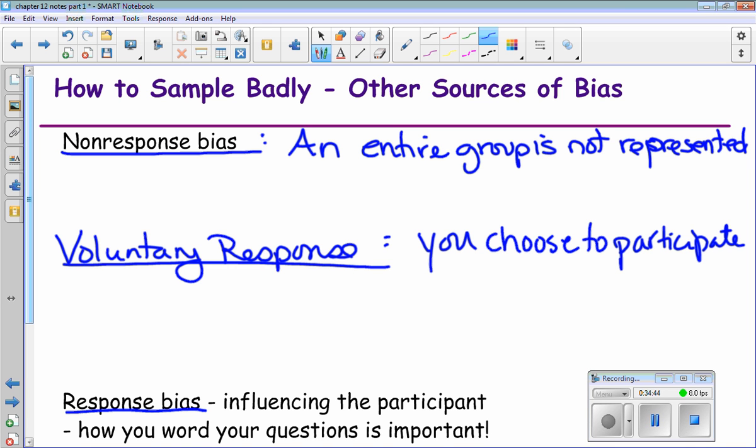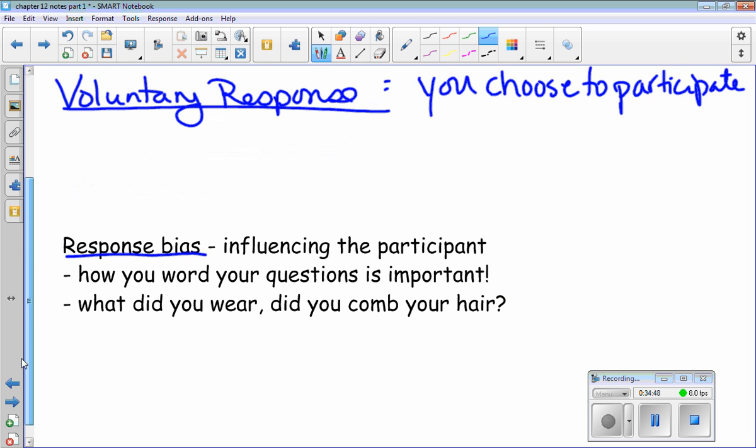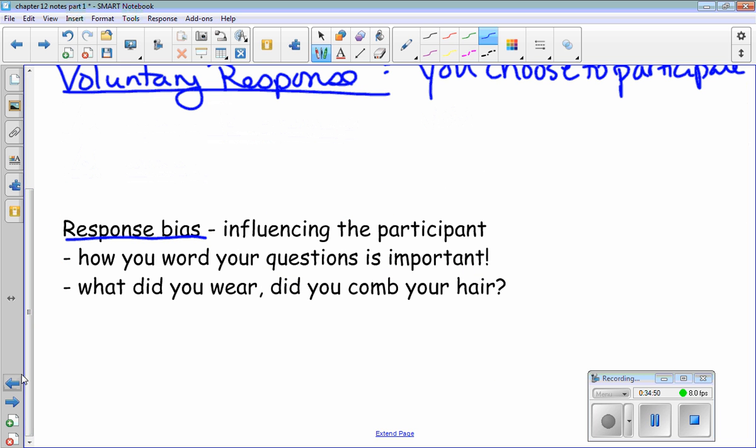Response bias is something different. Response bias comes in two forms. Your question first? On non-response?